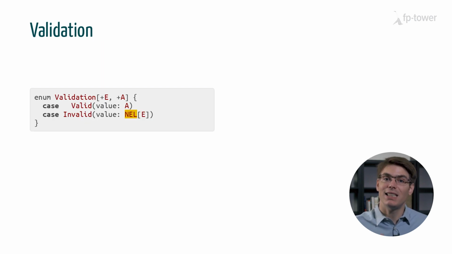Cool, so now that we have access to Nel, we can use it inside Validation. We'll say that the Invalid constructor contains a NonEmptyList of errors.